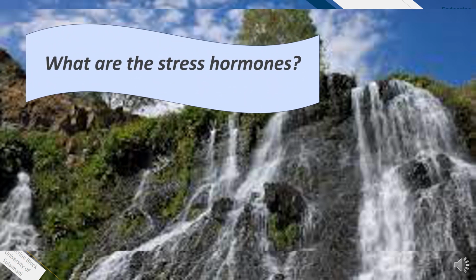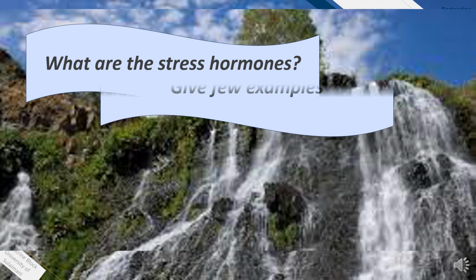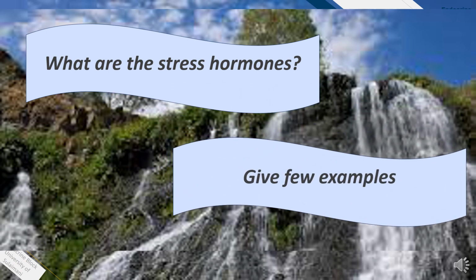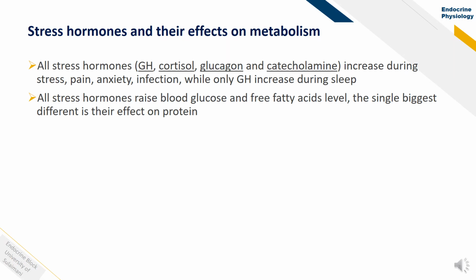So I have a question for you. What are the stress hormones? You may have heard of catecholamines as stress hormones: adrenaline, noradrenaline, cortisol. But do we have other stress hormones? Can you give me a few examples, please? Stress hormones and their effect on metabolism. We can say growth hormone, cortisol, glucagon, and catecholamines.